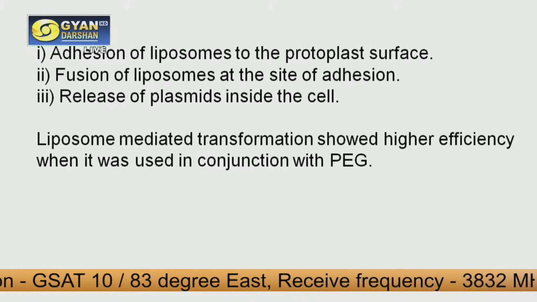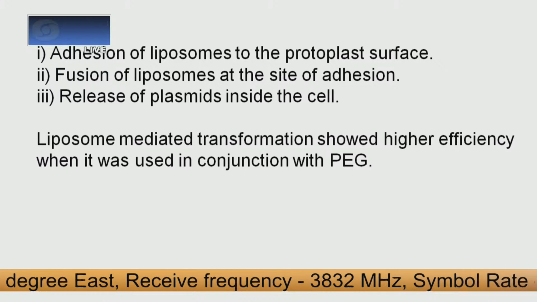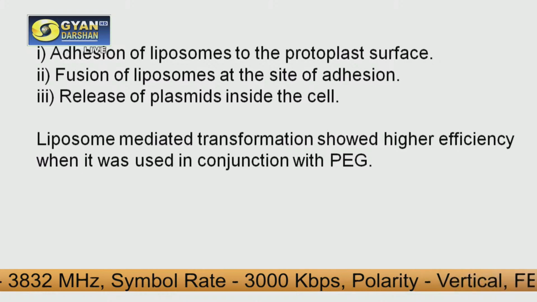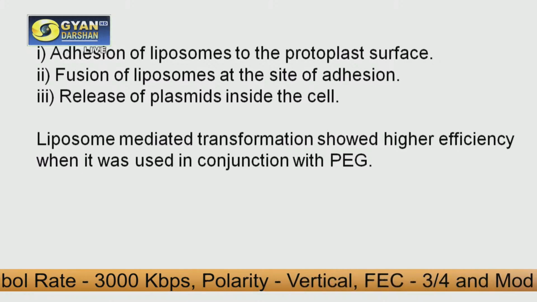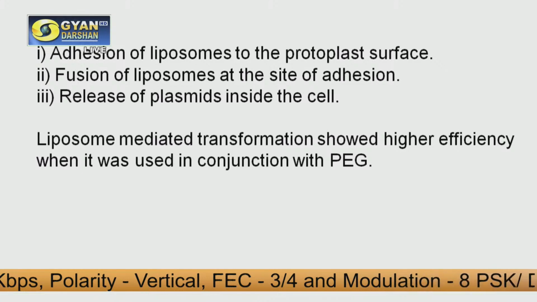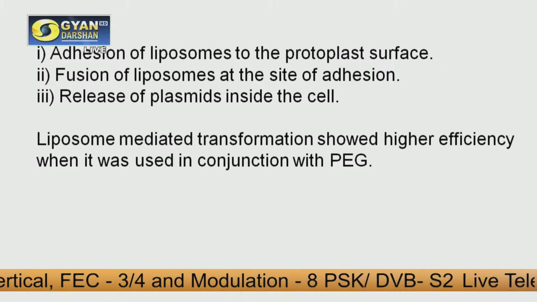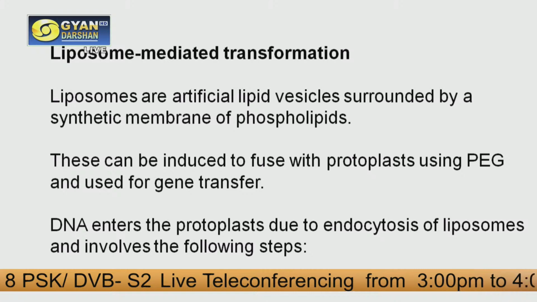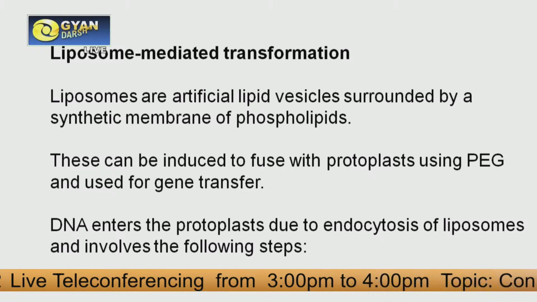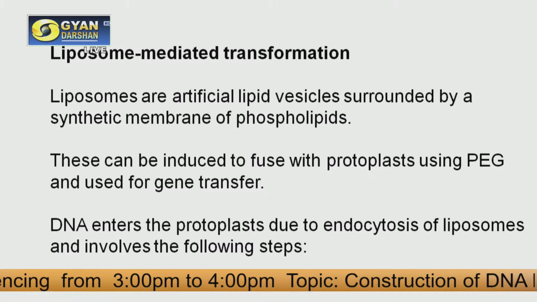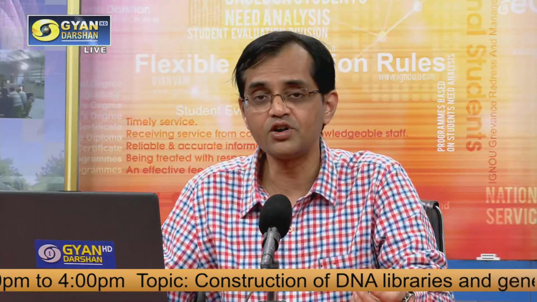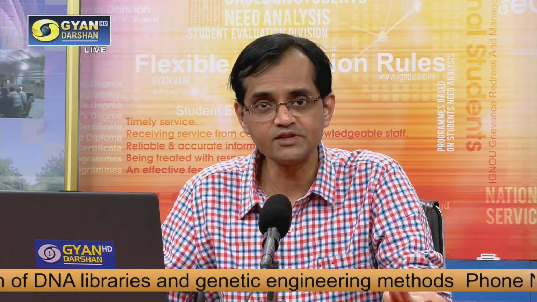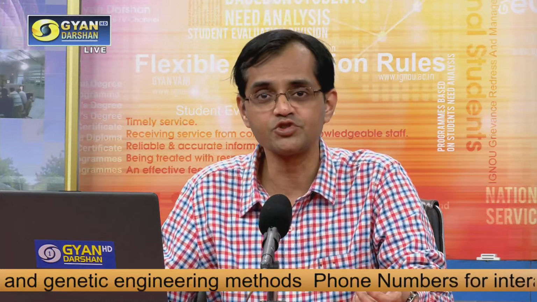First is adhesion of liposomes to the protoplast surface, fusion of liposomes at the site of adhesion, and release of plasmids inside the cell. And obviously, as I told you again, the high efficiency is observed only when you use polyethylene glycol. So polyethylene glycol has a number of utilities in plant biotechnology. If you remember, we also use it for somatic hybridization, that is for protoplast fusion experiments. Okay, you use it in electroporation, and now you are using it in liposome mediated transformation.